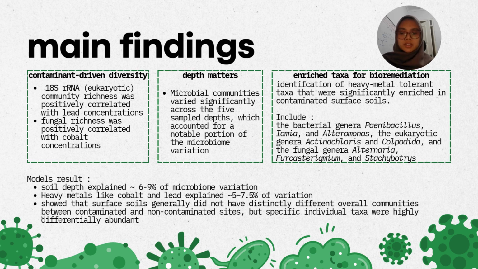The models created in the study are able to explain the conditions of the microbiome in soil, where soil depth explains about 6 to 9% of microbiome variations. Heavy metals like cobalt and lead explain about 5 to 7.5% of variations, which showed that the surveyed soils generally did not have different overall communities between contaminated and non-contaminated sites. However, specific individual taxa were highly differentially abundant.